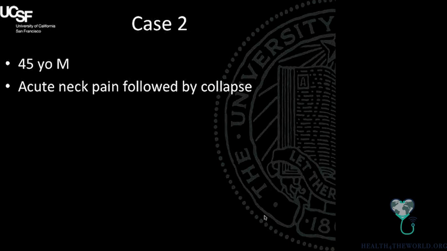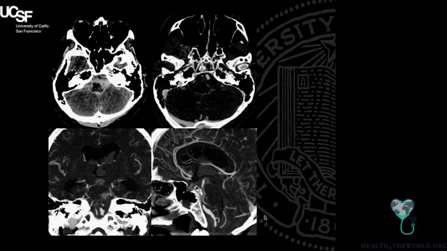It's a 45-year-old male who had acute neck pain followed by collapse. What you see here is a series of CAT scan images. This is a non-contrast head CT showing high-density material down near the foramen magnum around the medulla. This is the corresponding CT angiogram showing abnormal enlargement of the intradural segment of the left vertebral artery. This is in a coronal projection.